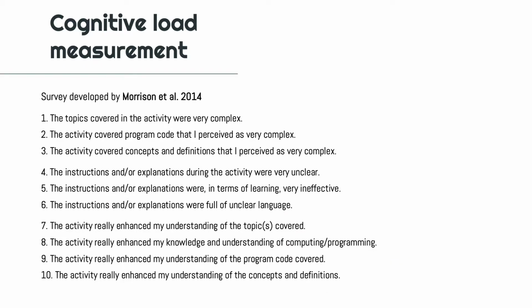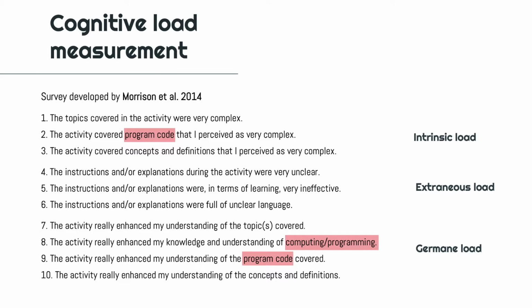Here's another survey instrument. This one targets 3 different components of cognitive load, each with several questions. 3 questions target intrinsic load, which is the part of cognitive load that cannot be reduced without compromising learning goals. Another 3 questions target extraneous load that results from suboptimal teaching. And finally, 4 questions target so-called germane load that is indicative for learning. As you can tell, this instrument by Morrison has been adapted to the programming domain. It has been used in a number of computer education studies.